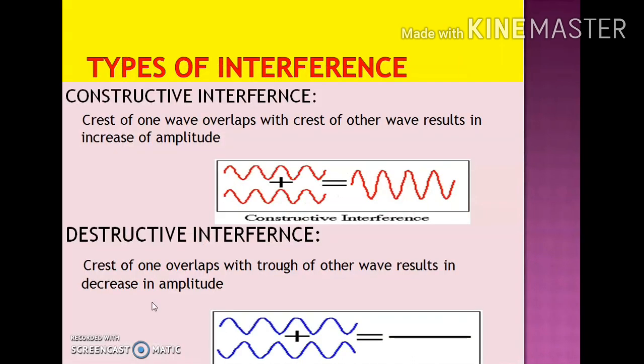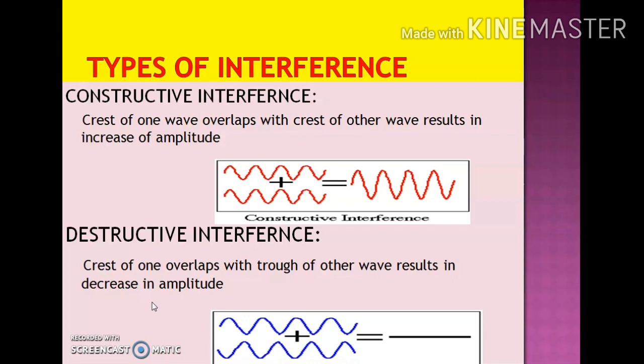So here are the types of interference. There are two types of interference, constructive interference and destructive interference. In constructive interference, if the crest of one wave overlaps with the crest of another wave, or the trough of one wave overlaps with the trough of another wave, then we get constructive interference. In these regions, we get the maximum intensity.